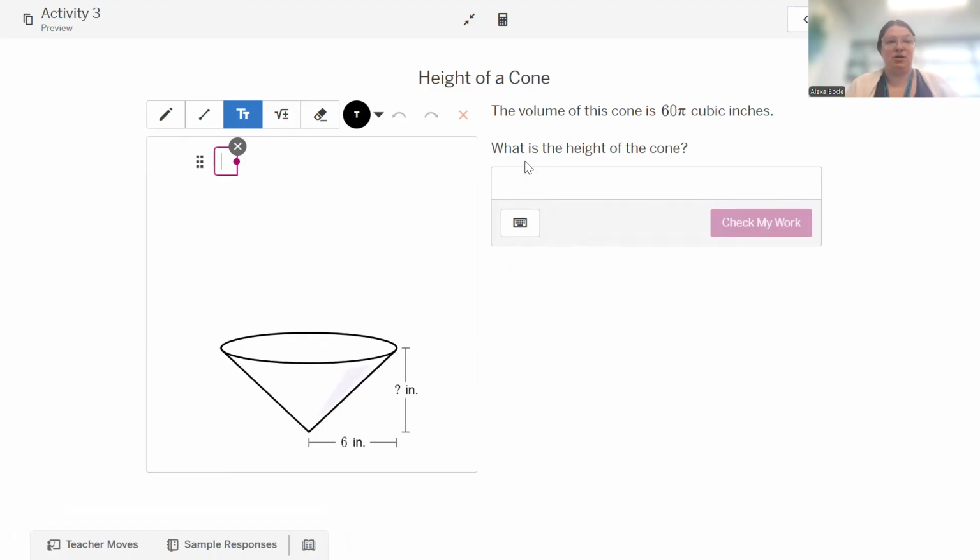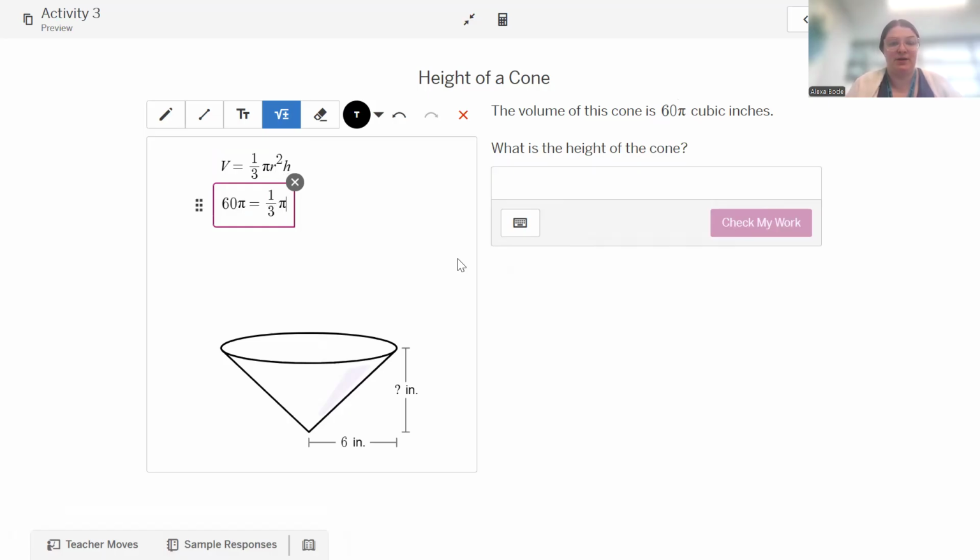So as always, I'm going to start off with writing the formula at the top. So the volume is 1/3 pi radius squared times the height. And now I'm going to substitute in what I know. So I know my volume is 60 pi. You see how much easier it is when you just leave it as 60 pi instead of doing 60 times pi. It's going to make all of this so much easier. Okay, so then 1/3 pi, the radius squared is 6 squared, and then times our missing height. So the height is what we have to solve for.